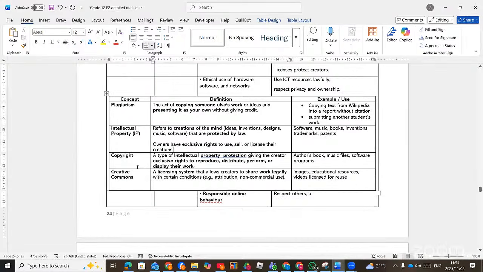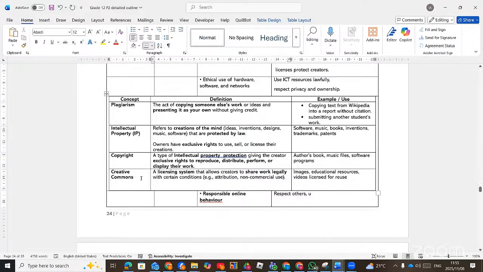Then the copyright, which is a type of intellectual property which gives the creators an exclusive right to reproduce, distribute, or perform or display their work. So this right gives those who created that thing or that idea the ability to sell or display or redo them. So it protects them from people redistributing their work.